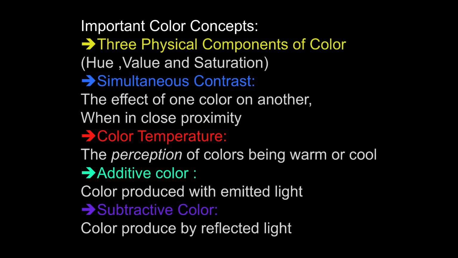Additive color is color produced with emitted light. So right now you're probably looking at a monitor, and the color is being produced by light that is being projected towards you, and that is called additive color, and it uses a very special color model to create that. Subtractive color is color produced by reflected light. So when we think of things that are printed, or when we paint on a canvas or paint on Bristol board, that is subtractive color, and we'll explore what that means.